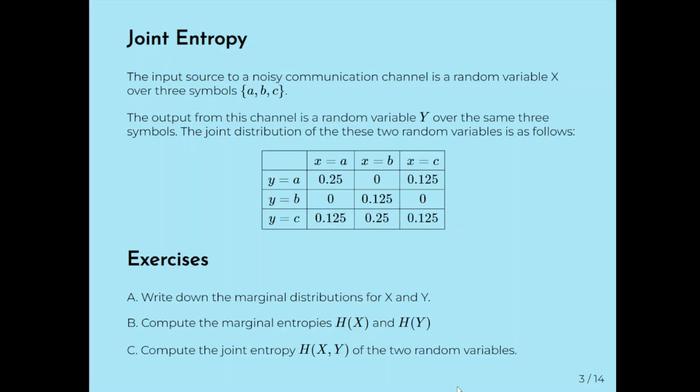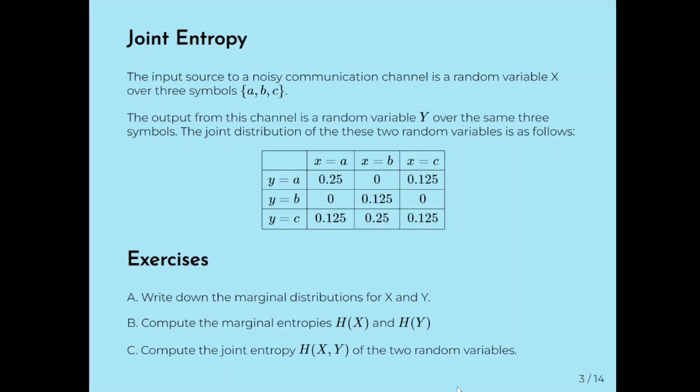There is a 25% probability that the input symbol is a and the output symbol is a, and vice versa. If the input symbol is b, then there is 0 probability that the output symbol is a, but there is a 25% probability that the output symbol is c. This is the overall probability, not a conditional probability.